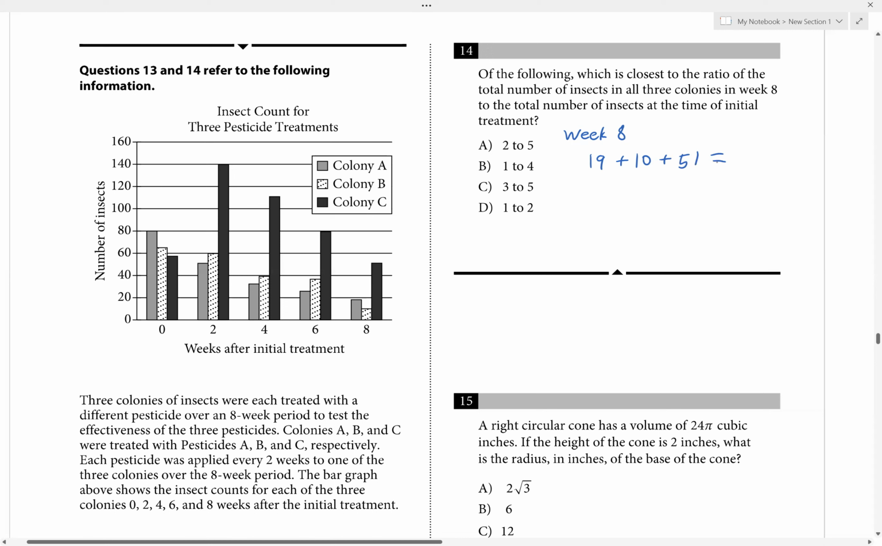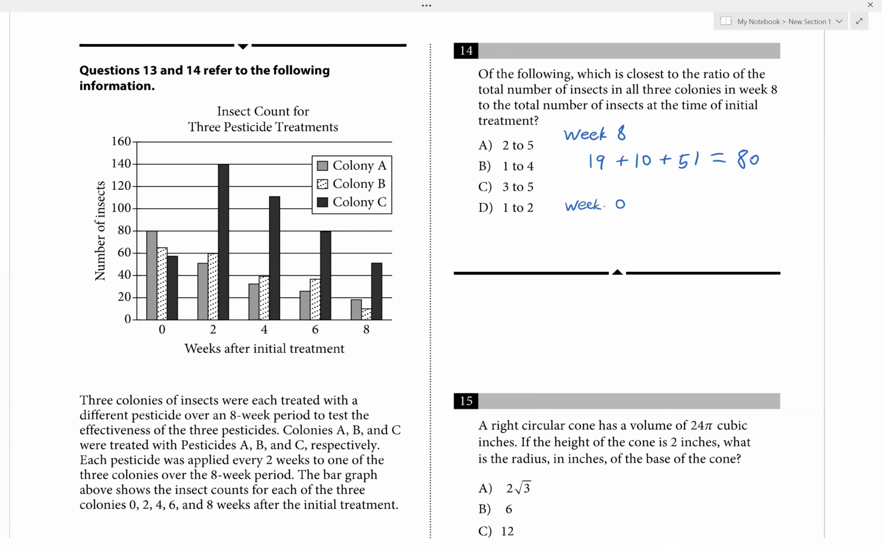Okay, so then we'll just add them up. You can type it in the calculator. 19 plus 10 plus 51 is about 80. More or less, it's about 80. And then compare that to the initial treatment. So that'll be week 0. That's when we first started the treatment, right? So week 0, that's the initial point.